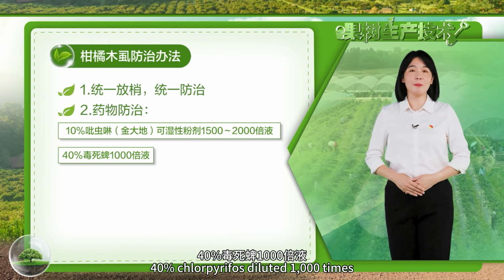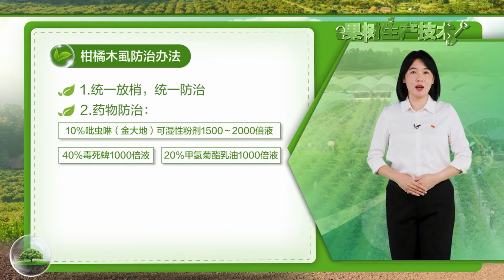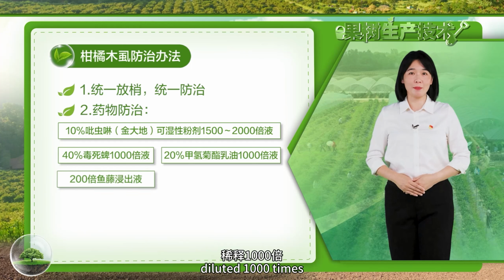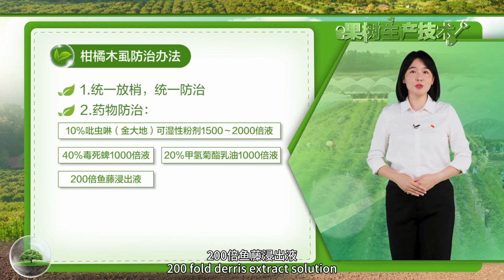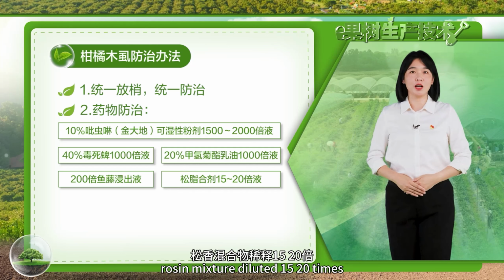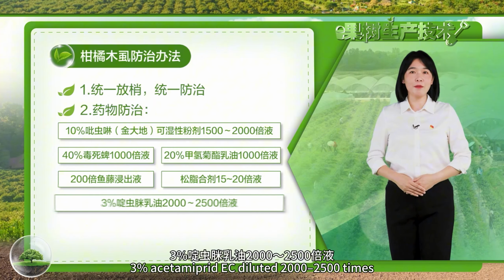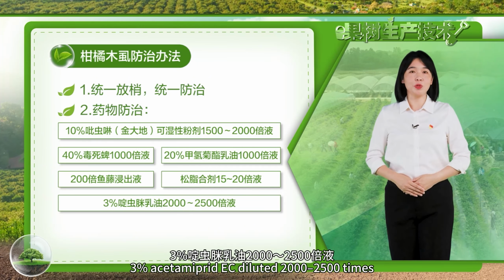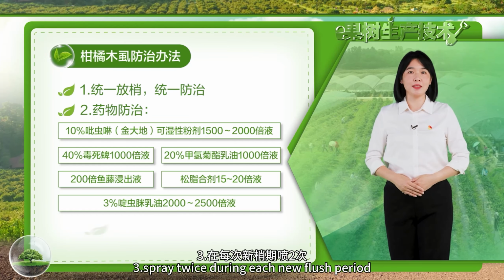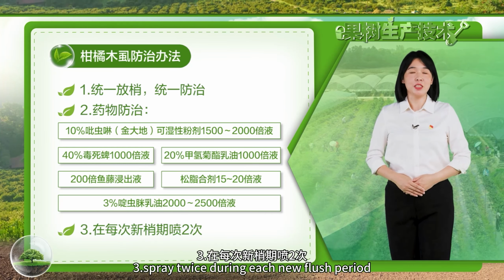40% chlorpyrifos diluted 1,000 times. 20% beta-cypermethrin emulsifiable concentrate diluted 1,000 times. 200-fold Deris extract solution. Rosin mixture diluted 15-20 times. 3% acetamiprid EC diluted 2,500 times. 3. Spray twice during each new flush period.